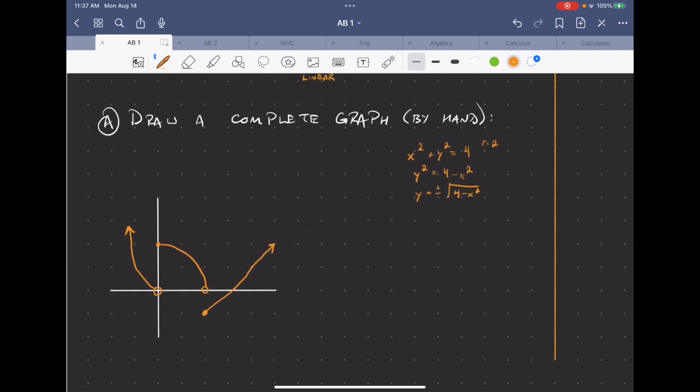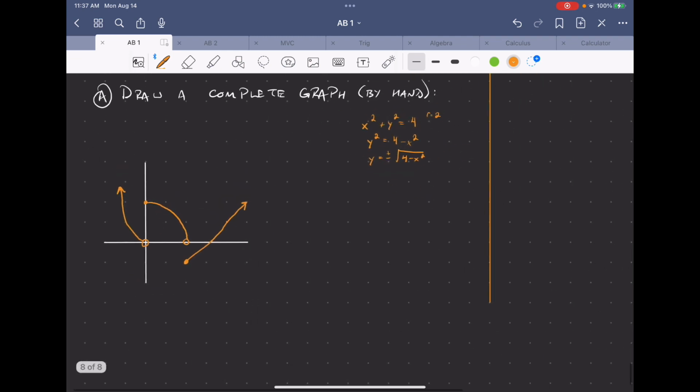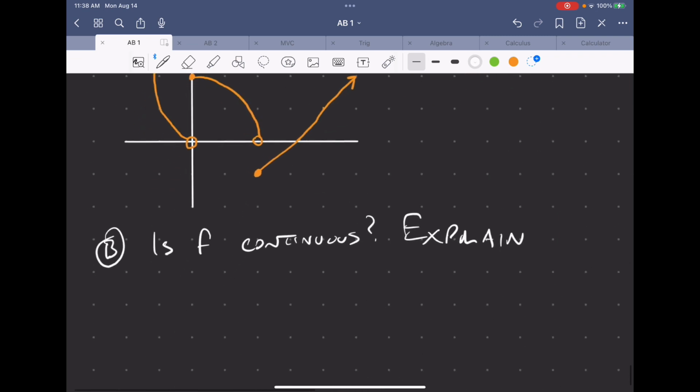And we can see by looking at this that this thing is not continuous. So for part B here, is f continuous? And if it's not, explain. So obviously it's not continuous.